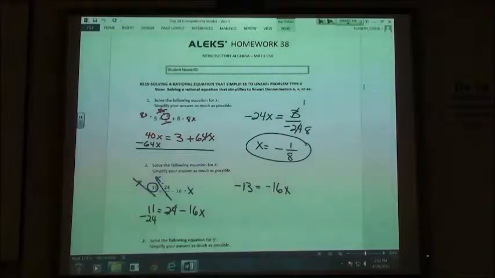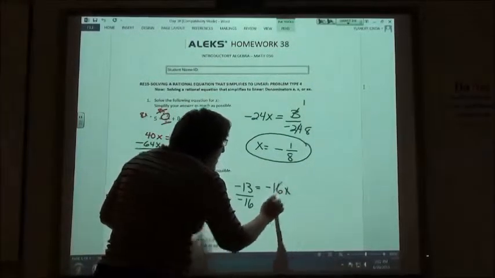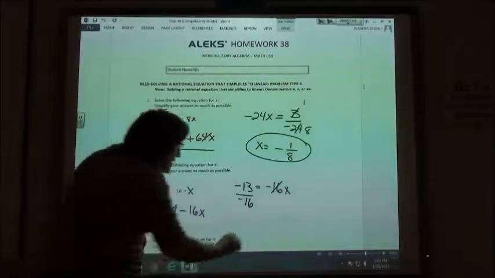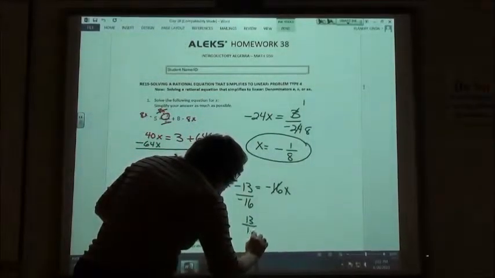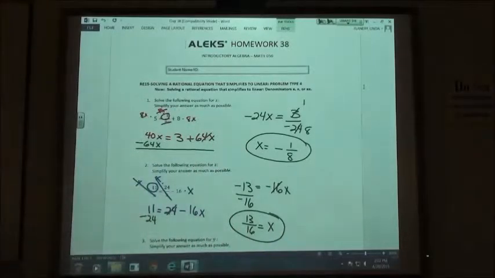Then again, I've got to solve that. I've got to divide by my coefficient, which is the one in front of the x. So I'm going to divide by my negative 16. A negative divided by a negative is a positive. I can't reduce the 13/16, and so x is equal to positive 13/16.